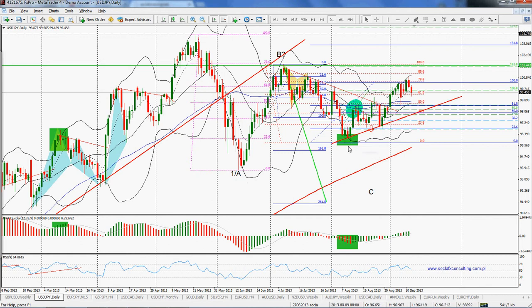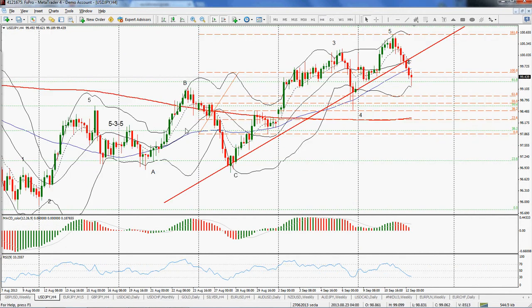This is a 5-wave impulse. I had it on the 4 hours chart. So that was 1, 2. This is a 5-wave impulse. So 1, 2, 3, 4. It's 1, 2, 3, 4, 5.